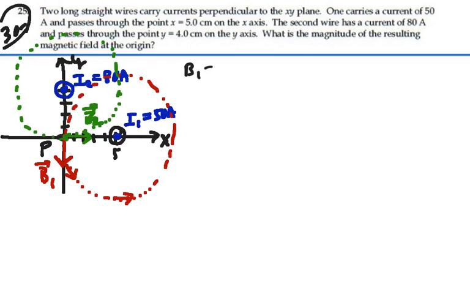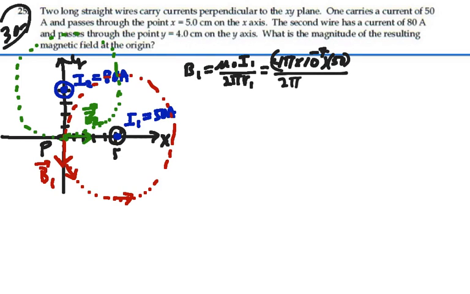So B1 is equal to mu naught I1 over 2 pi R1, and that will be 4 pi times 10 to the minus 7 times 50 amps over 2 pi, and then we are 5 centimeters, 0.05 meters away, and that is equal to 2 times 10 to the minus 4 Tesla. And as we've indicated, that magnetic field is going down in the y direction like that.